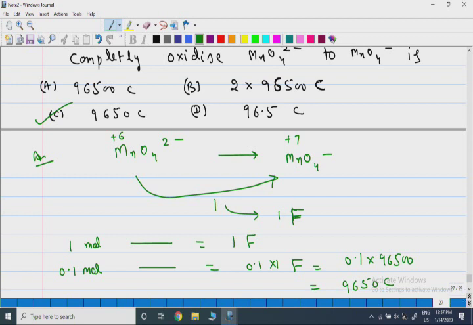How many of you have got the correct answer for the given question? Okay, really nice. Good. Those who haven't got this, please copy. Then next question.